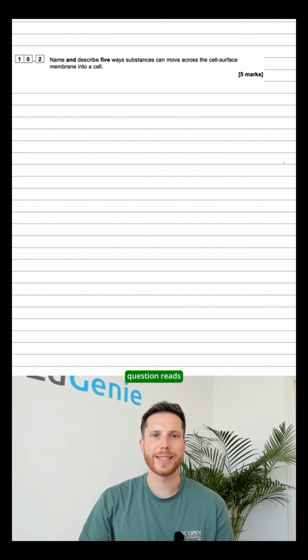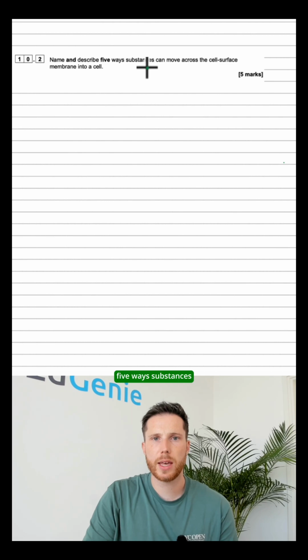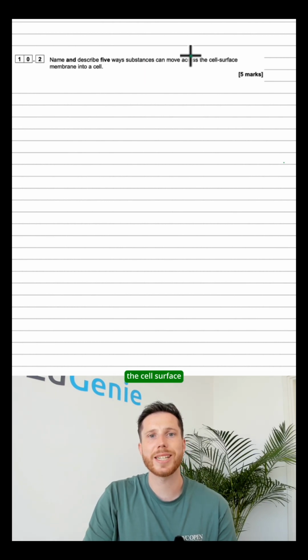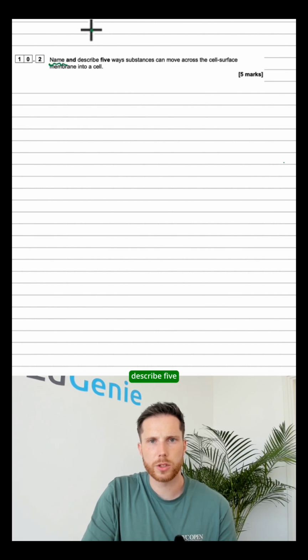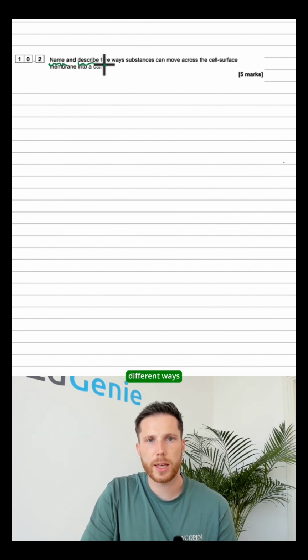Okay, so the question reads, name and describe 5 ways substances can move across the cell surface membrane into a cell. So we need to name and describe 5 different ways.